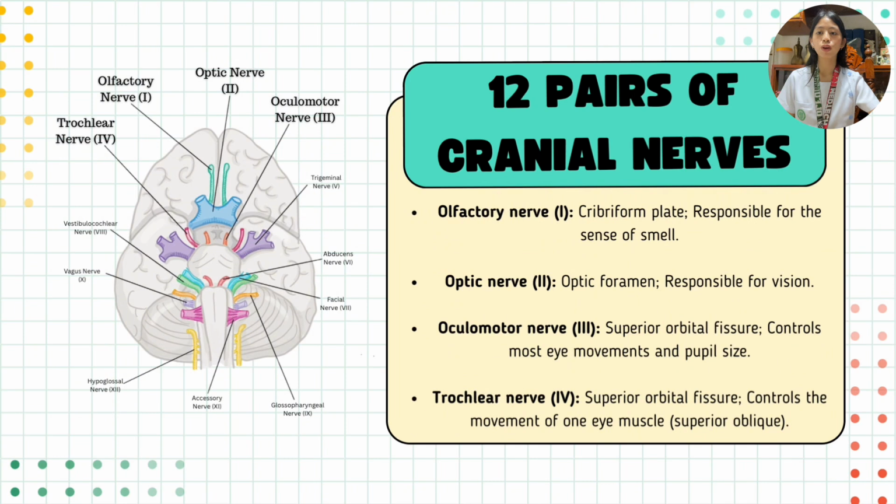Both the oculomotor and trochlear nerves pass through the superior orbital fissure. The oculomotor nerve moves most of our eye muscles, opens our eyelids, and even makes our pupils shrink in bright light. For example, when you follow a moving ball with your eyes, or when your pupils get smaller under the sun, while the trochlear controls one muscle for eye rotation. This nerve is responsible when you look down at your phone while holding it close to your chest.